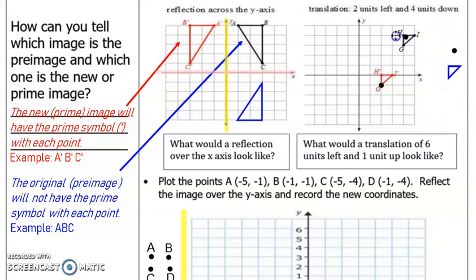I can do the same for point H. If I move 2 units left and 4 units down, I'll now be at H prime, and it works as well for I. If we go 2 units left and 4 units down, we'll be at I prime. This question below says, what would a translation of 6 units left and 1 unit up look like? I just have a copy of my triangle GHI here in blue. If I were to move 6 units left, 1, 2, 3, 4, 5, 6, and 1 unit up, that is what that translation would look like.